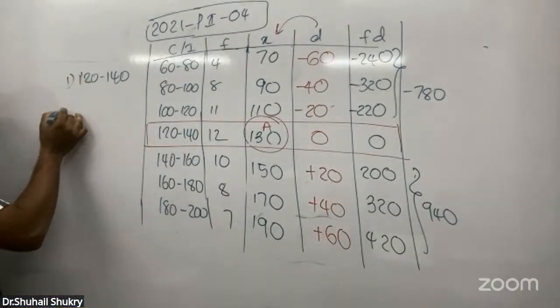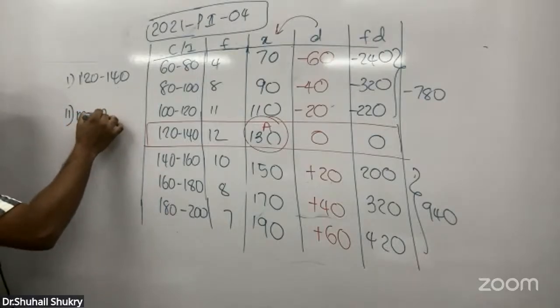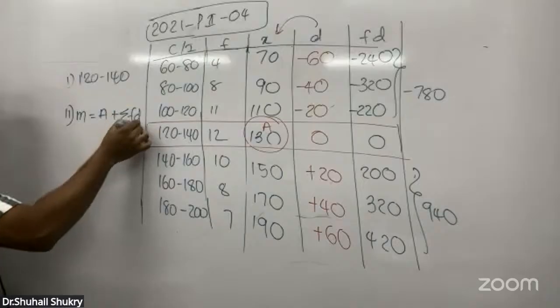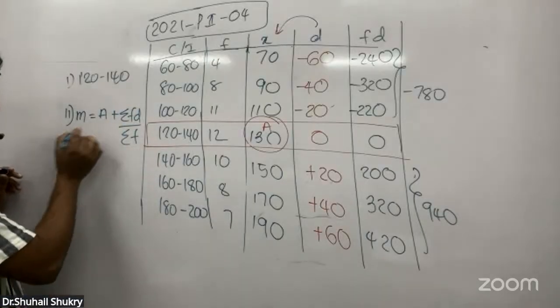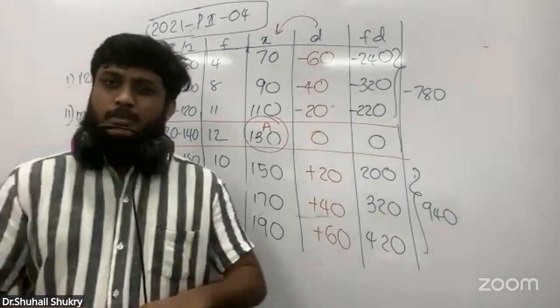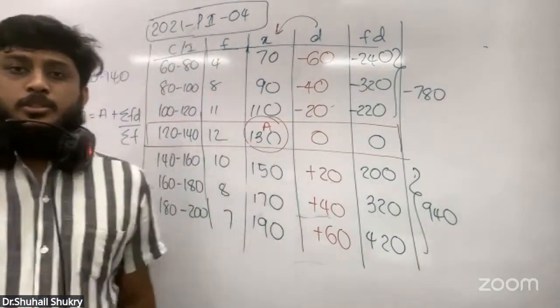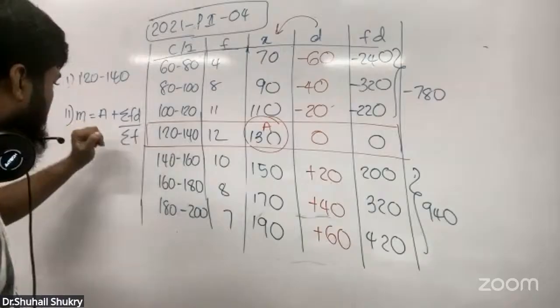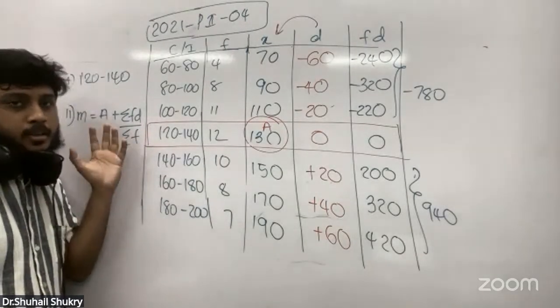So what is the formula to find the mean using the assumed mean method? Mean is equal, M for mean, A plus sigma FD divided by sigma F. This is the formula. Okay, you have to remember this. Don't forget this. You have only 3 more months, nearly 4 months, that you have to remember these things. After that, if you forget this also, it's not a problem. Right? What is the formula? Once again, mean is equal to A plus sigma FD divided by sigma F.